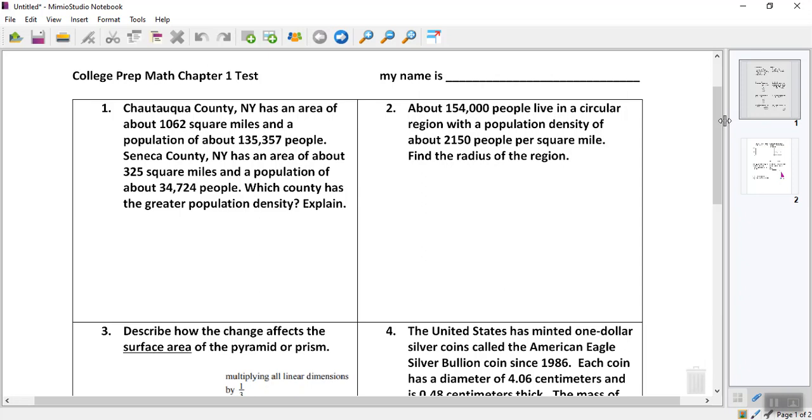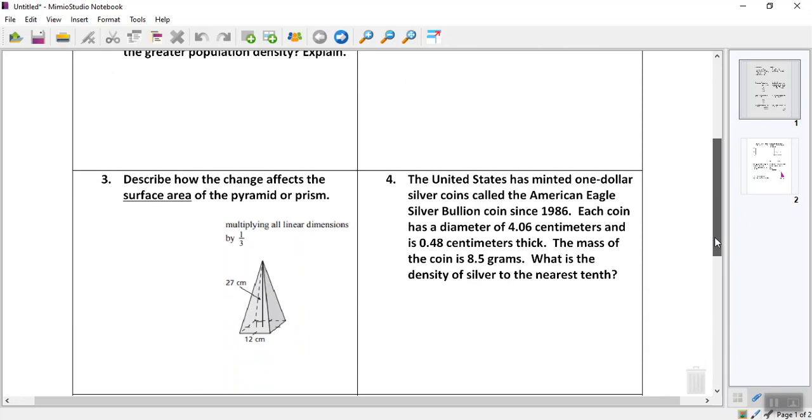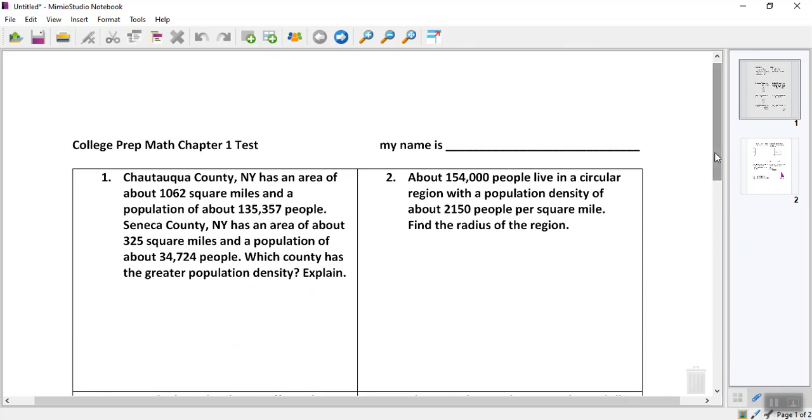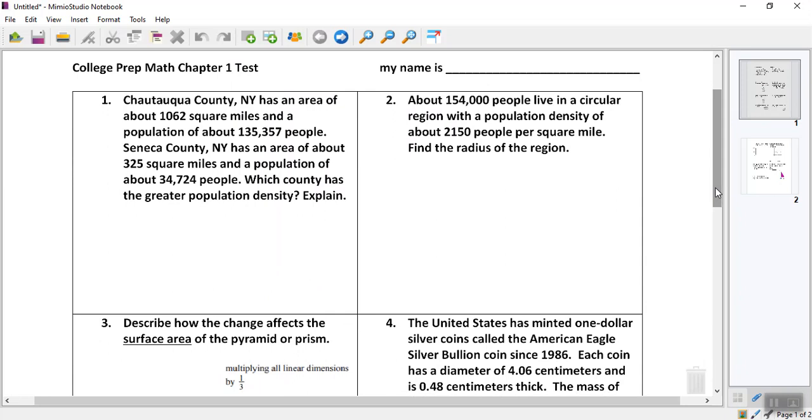Test tomorrow. How many problems are on there? What's the last problem on the backside's number? 12, so there's 12 problems. I mistakenly said 10 earlier. So let's get rolling here. Guys, the first one's going to be a section 1.1.